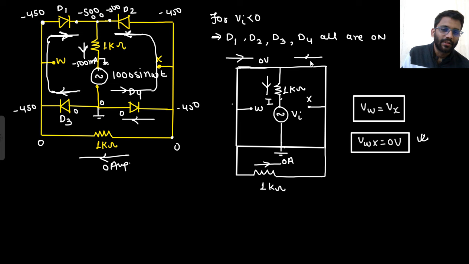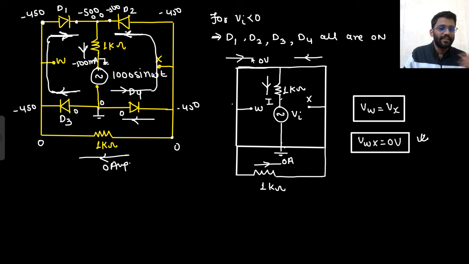Tell me the value. It will be I only, or I by 2, or I by 3, I by 4, I by 5. What will it be? We can get to know that the I value will be Vin milliampere. Vin by 1 kilo ohm, that will be your I. That means Vin milliampere will be the current. Tell me what will be the value of the current in these diodes.